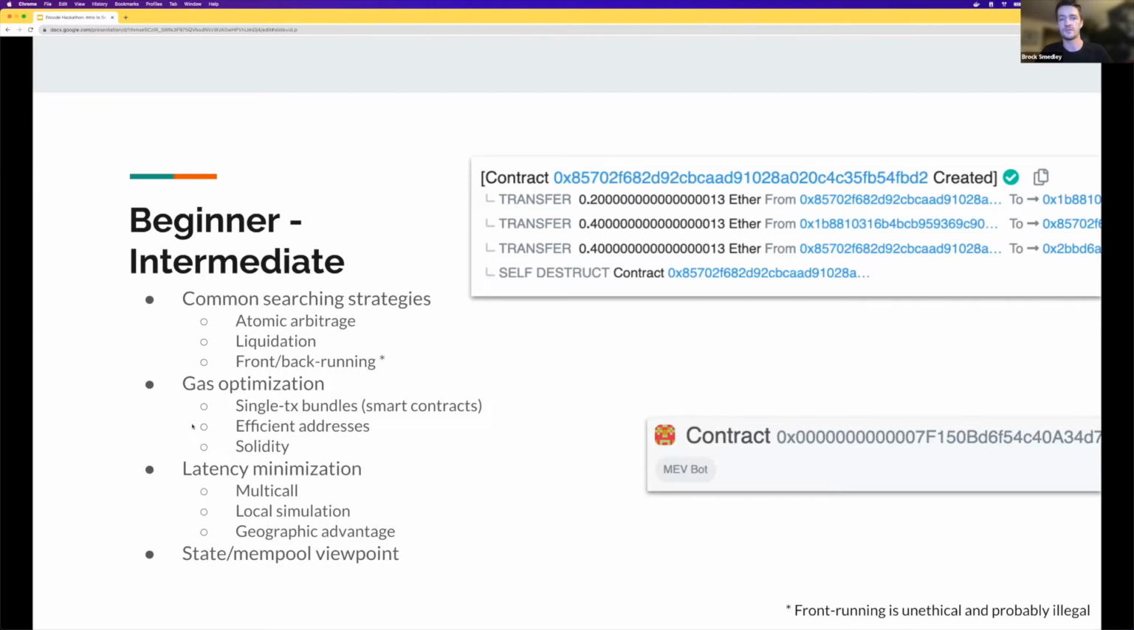Gas optimization is going to be a really big deal, because if you're making less than $1 and you pay 50 cents or $1 for the transaction fees, then you're really not going to be making any profit. So the less gas you can spend, the more you can optimize your code to make it more efficient, the more profit you're going to make.